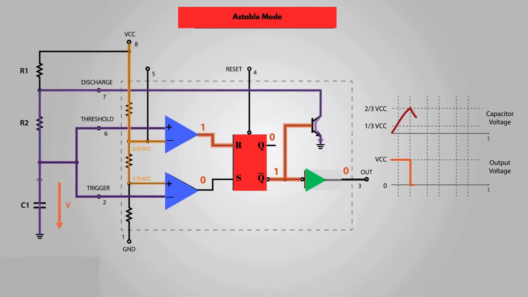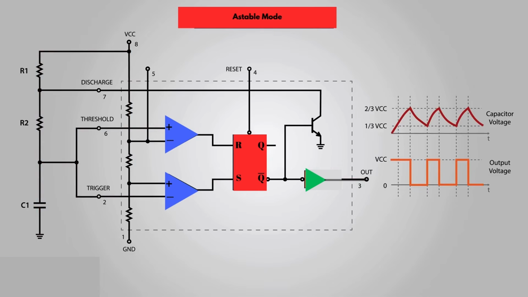While discharging, the voltage across the capacitor starts to decline, and the threshold comparator starts to output 0, which doesn't make any change, as now both R and S inputs of the flip-flop are 0. But once the voltage across the capacitor drops to 1/3 of the supply voltage, the trigger comparator will output 1. This will turn off the discharge transistor, and the capacitor will start to charge again. So, this process of charging and discharging between 2/3 and 1/3 of the supplied voltage will keep running on its own, thus producing a square wave on the 555 timer output.